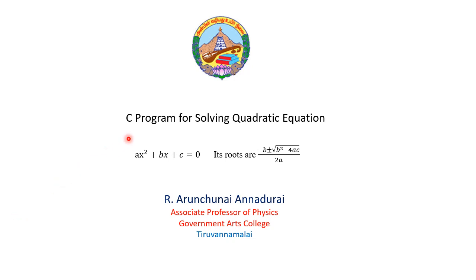C program for solving quadratic equation. ax² + bx + c = 0 is the quadratic equation. Its roots are (−b ± √(b² − 4ac)) / 2a. a, b, c are the coefficients of the quadratic equation.